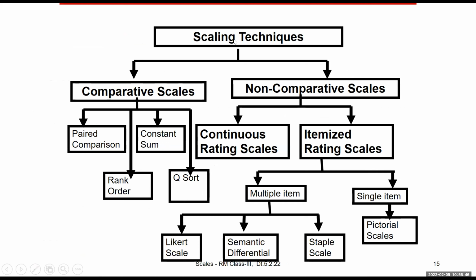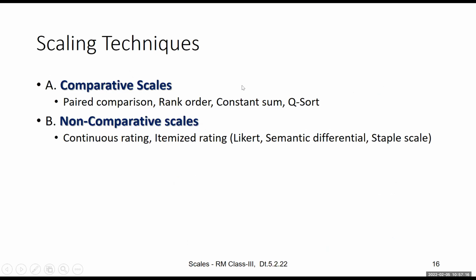The scales are broadly classified into two broad categories. One is comparative scale, where you can compare quantitatively from one to the other, and the other, where it's difficult to compare. Among the comparative scales, these are the classifications. Let us go one by one. So this table will help you remember the different types of scales we use in our surveys.